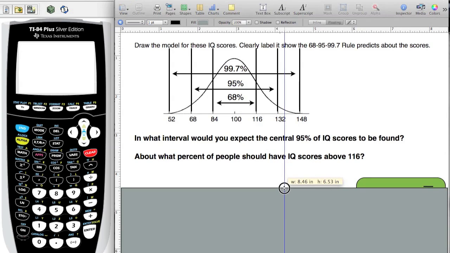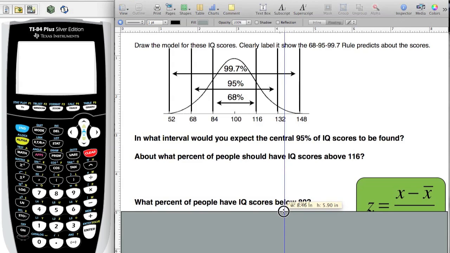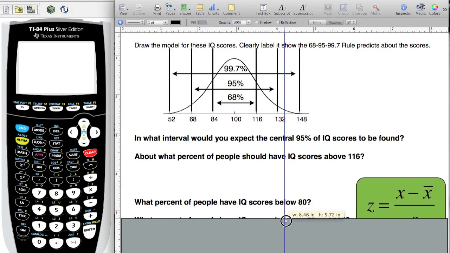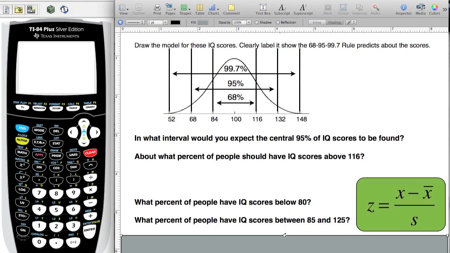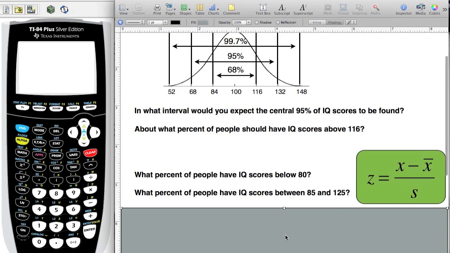The next question requires us to do a little bit more digging. So what I've done in this case is include my z-score formula. Now, why does this require you to do a little more thinking? I've asked the question, what percent of people have IQ scores below 80? Normally we'd go to our little curve here, find our number, and just add up those percentages that we just talked about. Unfortunately, 80 is not one of my numbers. The next question also poses the same problem.